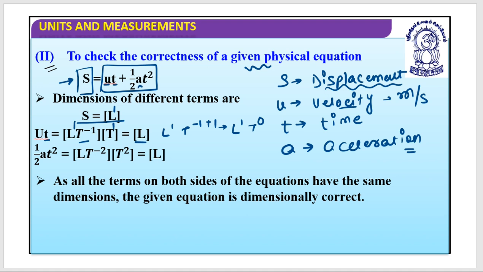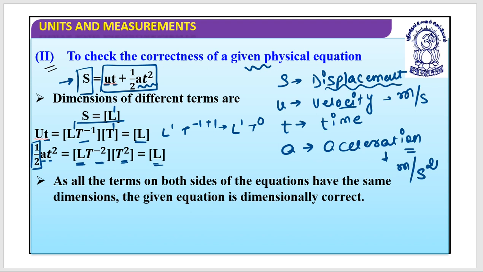Let's do it for half at square as well. As you know, this is half, which is a constant number, and any constant number does not have dimensions. So I need to just write down the dimensions of a and t square. What is a? It's acceleration. What is its unit? It's meter per second square. So this is L1 T to the power minus 2 multiplied by T square. This is T square. This is L.